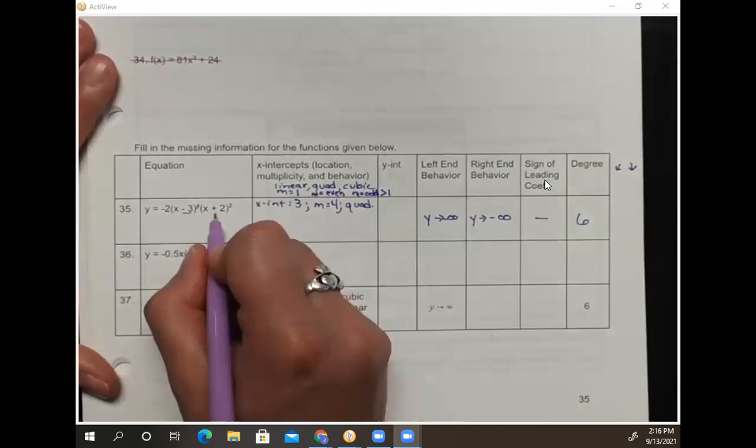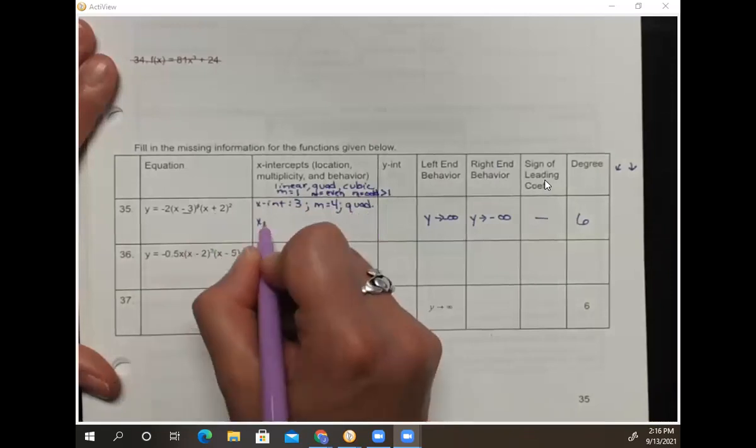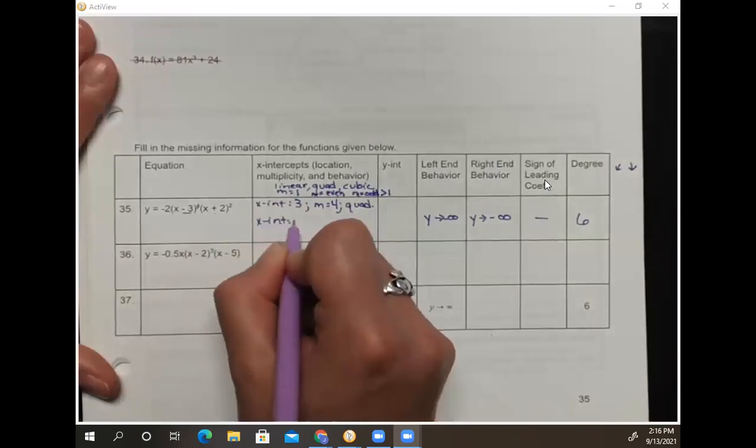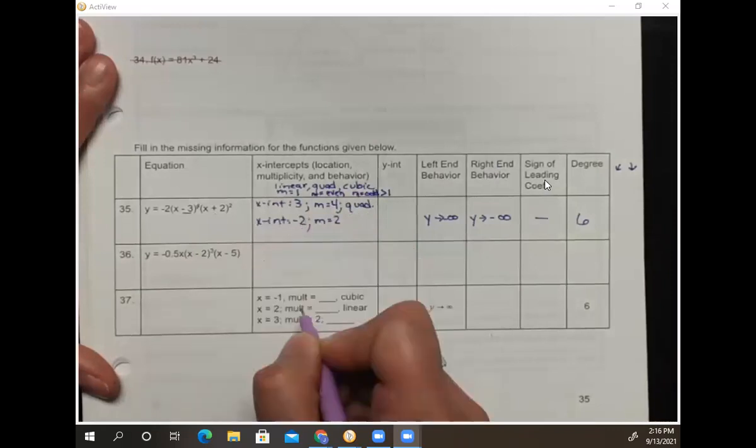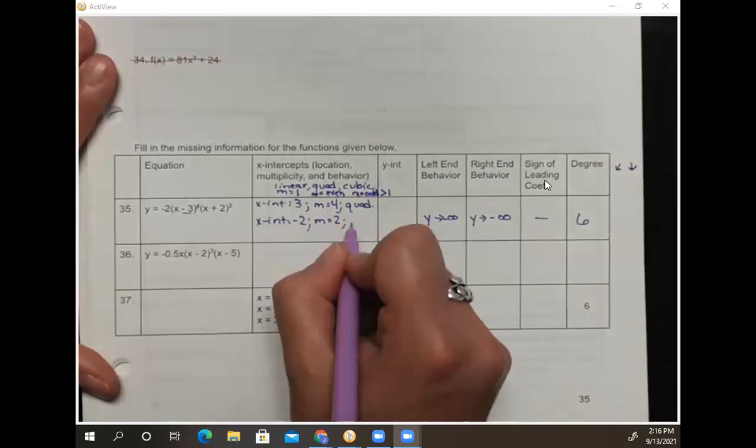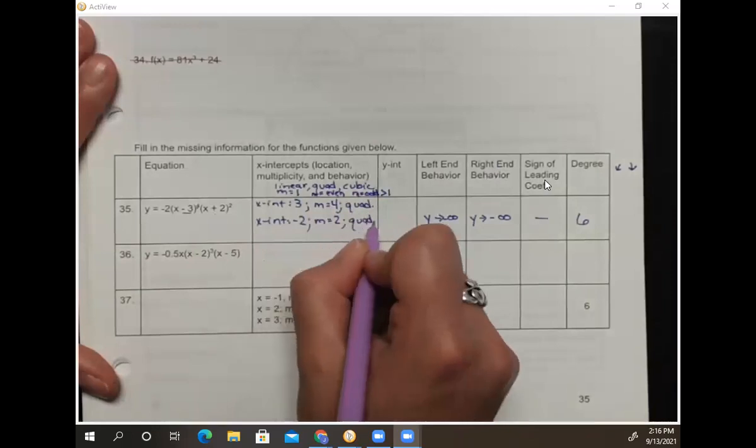My other factor, x plus 2, will give me an x-intercept at -2. Its exponent is 2, that means its multiplicity is 2. And again, since its multiplicity is even, we'd have quadratic behavior here.